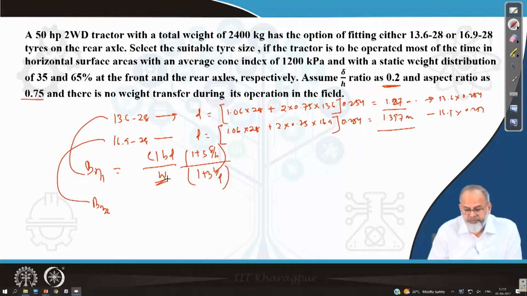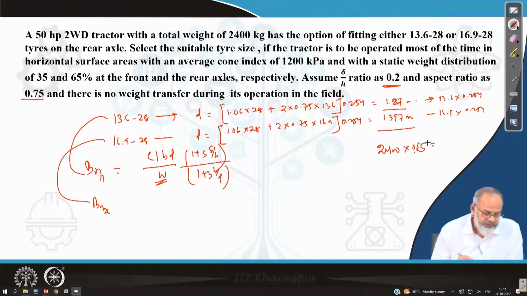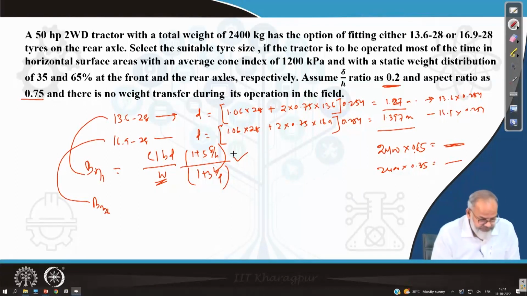W will be your single wheel load, since the tractor is operating on a horizontal surface. Weight is given, weight distribution is given. So, 2400 into 0.65 will give you the weight coming on the rear axle, and 2400 into 0.35 will give you the weight coming on the front axle. So, half of that will be your W. By this way we calculate mobility number, and then you can compare the mobility numbers, which one is higher or which one is lower.